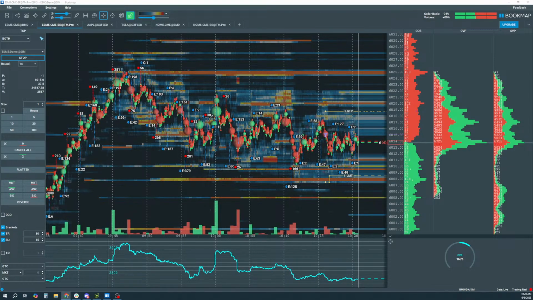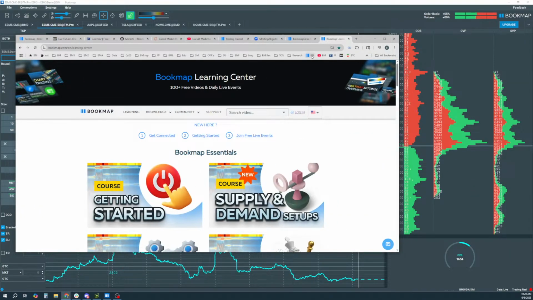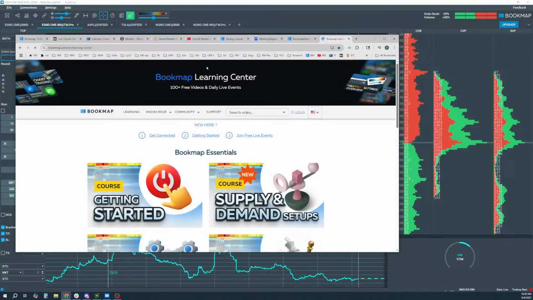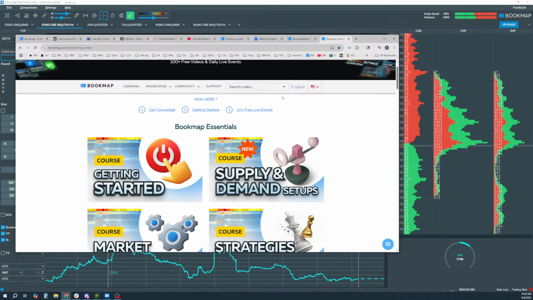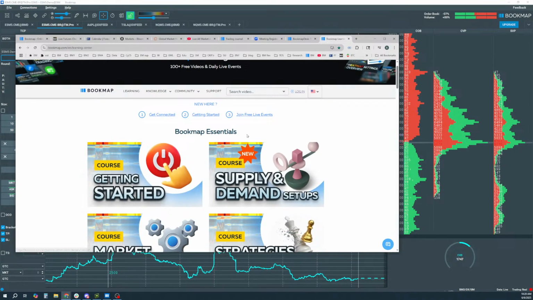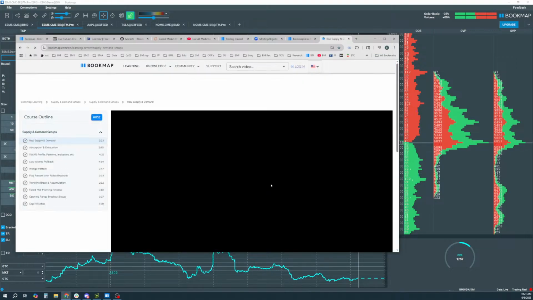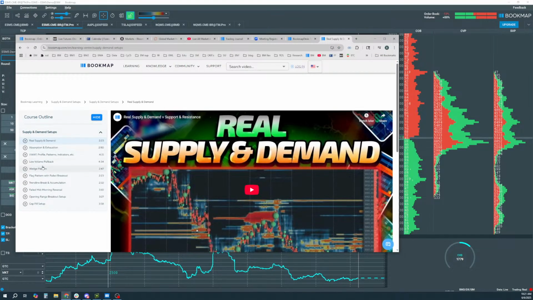Okay, if you go to bookmap.com, click on education up here, and this is our learning center. We have all sorts of videos, hundreds of free videos in here. So click on the supply and demand setups course here, and the one that we're going over right now is the low volume pullback right here.